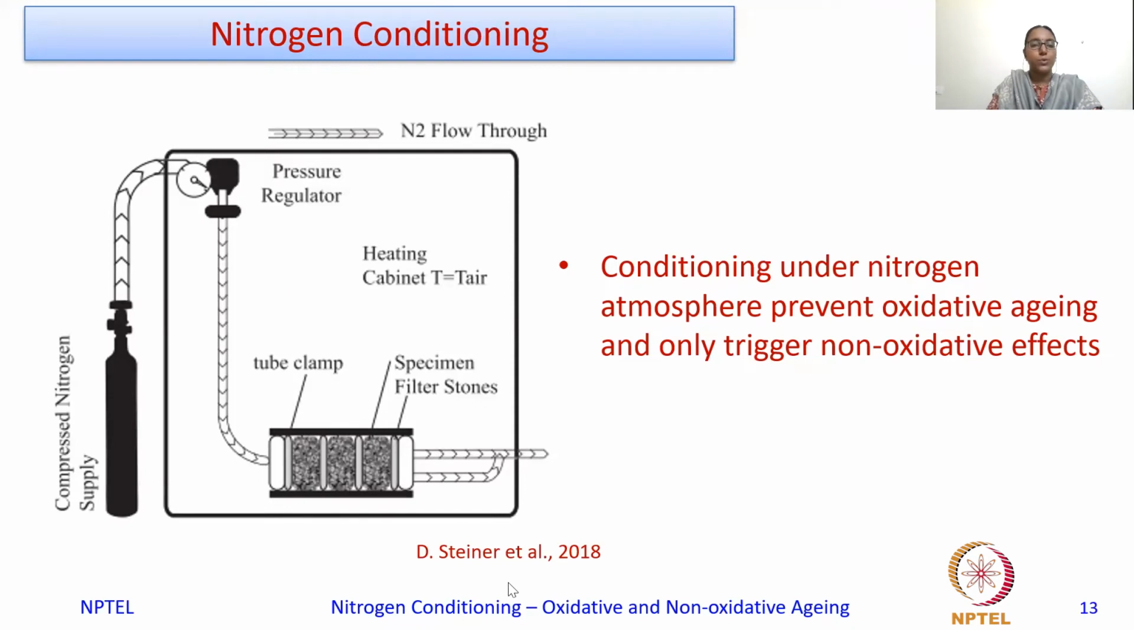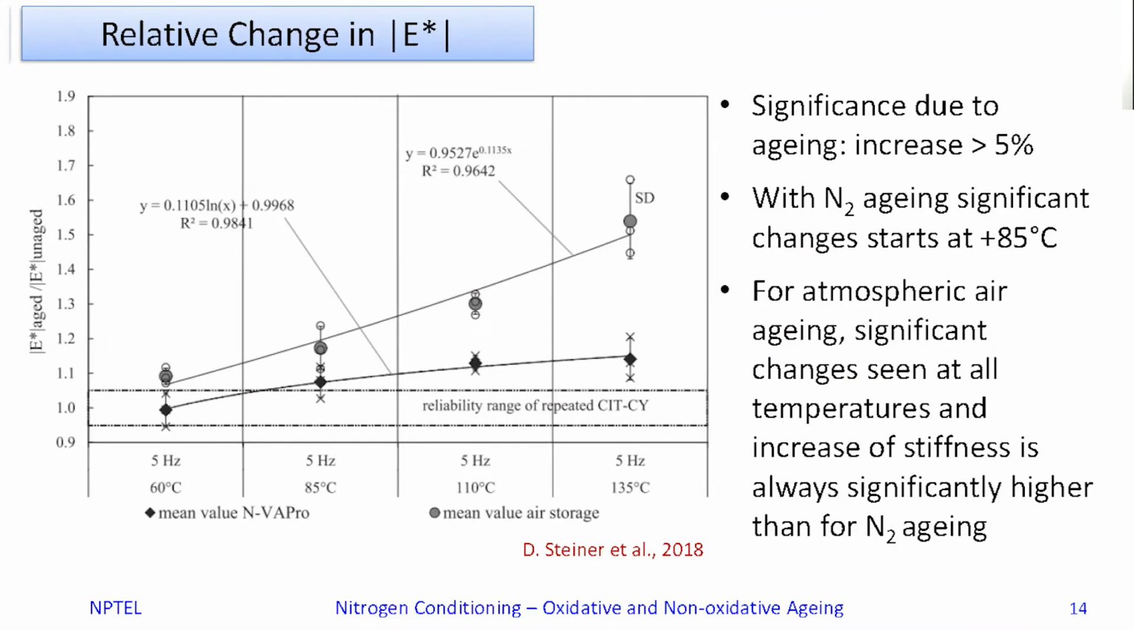So this is the setup that was used. You can see the specimens which are placed here with filter stones in between, and it is placed inside a tube clamp, and a continuous supply of nitrogen is given to the specimen, and the conditioning is done at different temperatures of 60 degrees, 85 degrees, 100 degrees, and so on. Here, the nitrogen atmosphere will prevent any oxidative aging and will trigger only non-oxidative aging. Now, similar specimens were again tested in an air conditioned condition also. After conditioning the specimen for 3 to 4 days, they are then tested for the dynamic modulus.